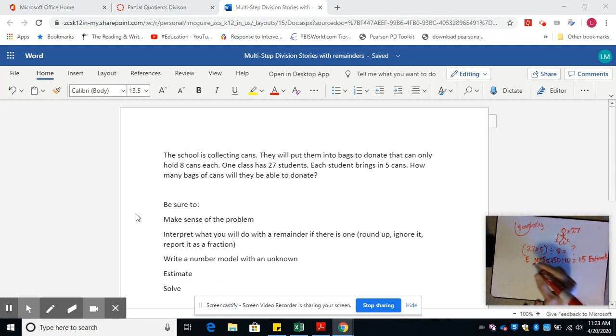All right, let's go ahead and solve. So 27 times 5. I can do 5 times 7 is 35. 5 times 2 is 10, or 5 times 20 is 100. So I've got a total of 135 cans. Then I'll share out into groups of 8. So I can do 10 cans into each bag. Subtract 80 from my dividend. And I have 55 cans left to share out into groups of 8.